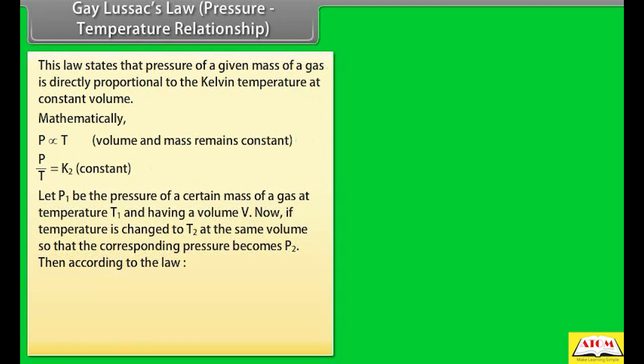Let P1 be the pressure of a certain mass of a gas at temperature T1 and having a volume V. Now, if temperature is changed to T2 at the same volume so that the corresponding pressure becomes P2, then according to the law, P1 by T1 is equal to P2 by T2. Volume and mass remain constant.